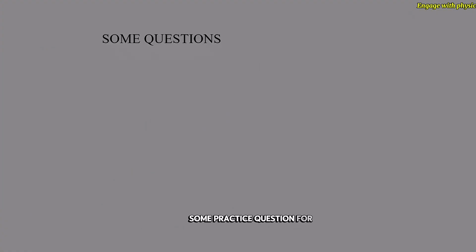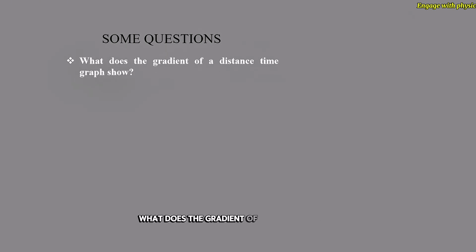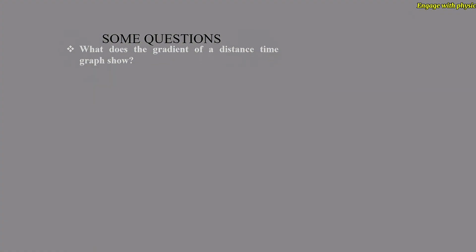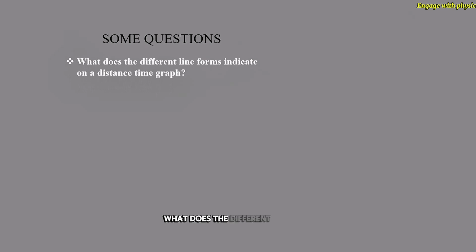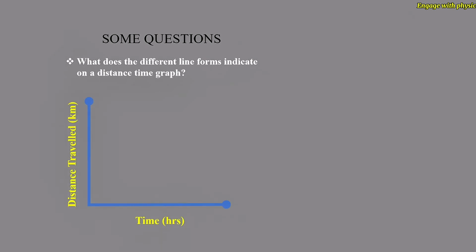Some practice questions for you. Pause the video and give it a go. What does the gradient of a distance time graph show? What do the different line forms indicate on a distance time graph? You have the upward steep, the downward steep, the flat line, uphill and downhill.